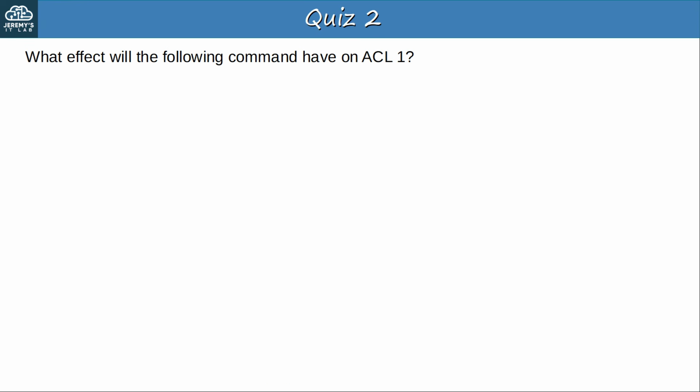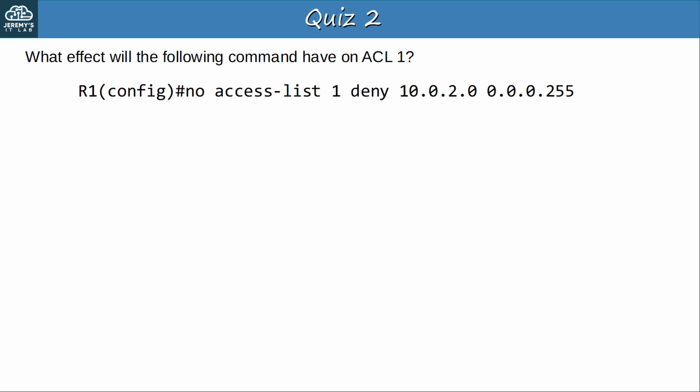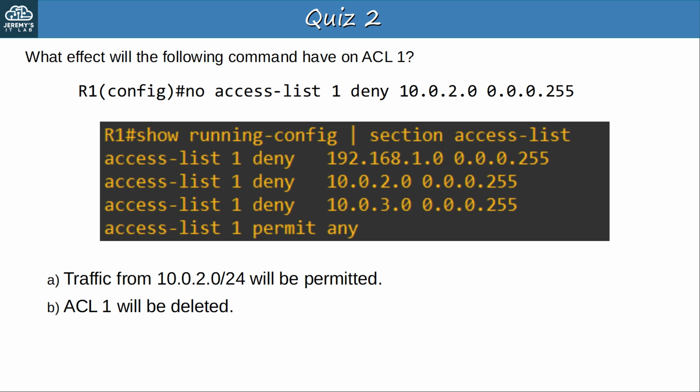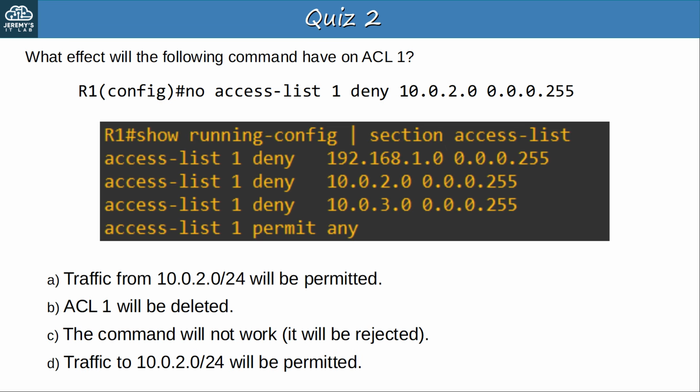What effect will the following command have on ACL 1? Here is the command: no access-list 1 deny 10.0.2.0 0.0.0.255. And here is ACL 1. A. Traffic from 10.0.2.0/24 will be permitted. B. ACL 1 will be deleted. C. The command will not work. It will be rejected. Or D. Traffic to 10.0.2.0/24 will be permitted. Pause the video to think about your answer.